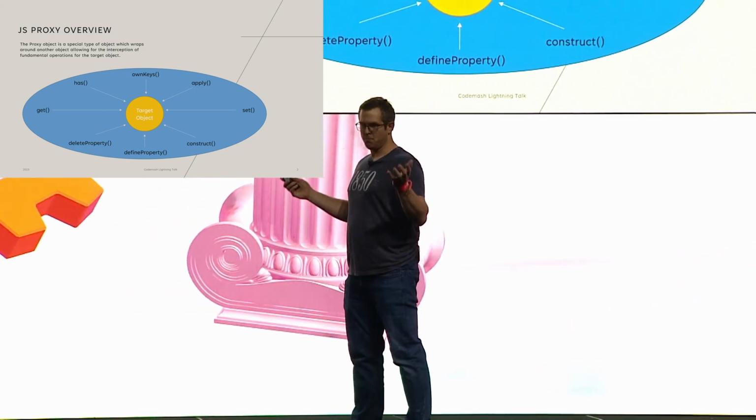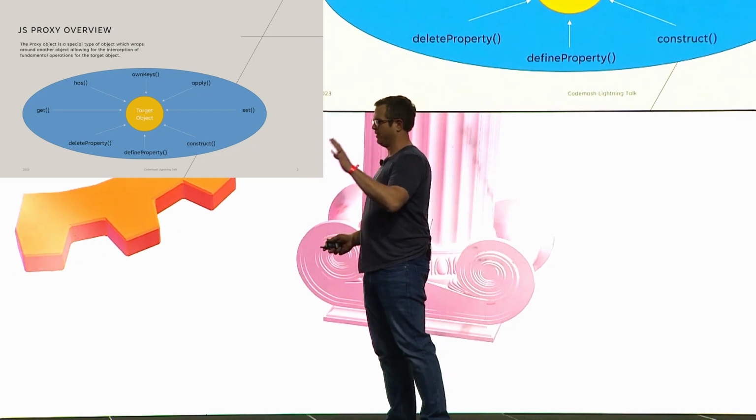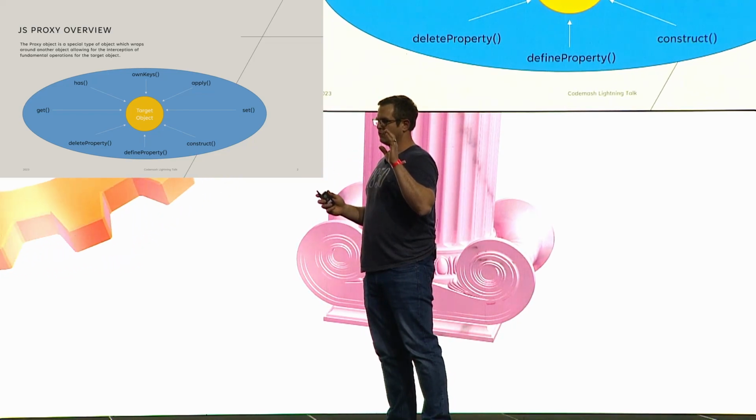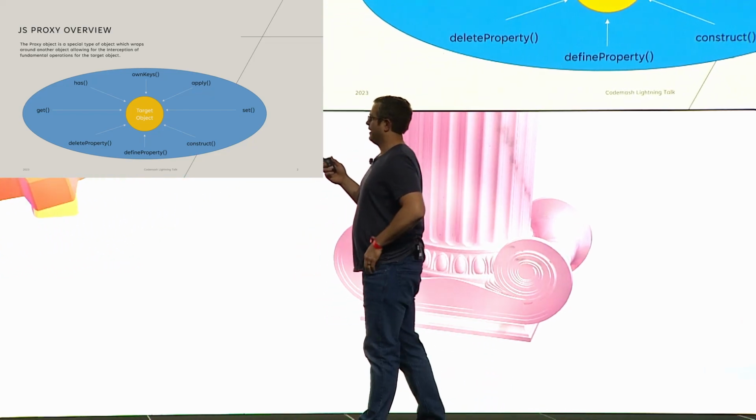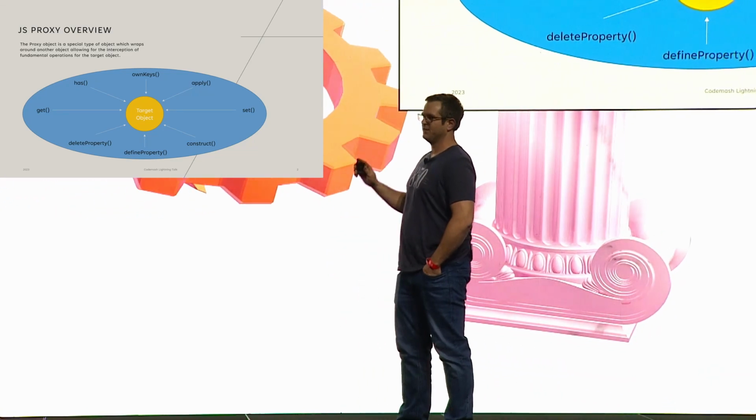You could say, nope, that's not going to happen. Or, yep, that's fine. Or I can cast it as a different object before it gets to the object underneath, and so on.